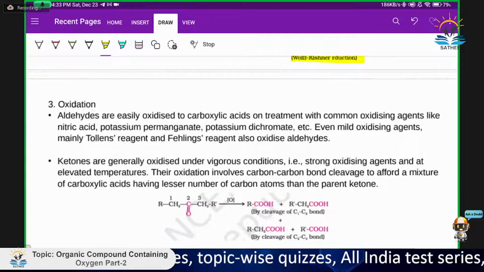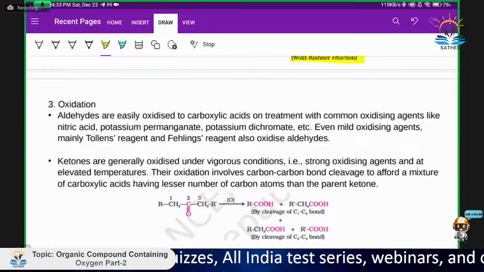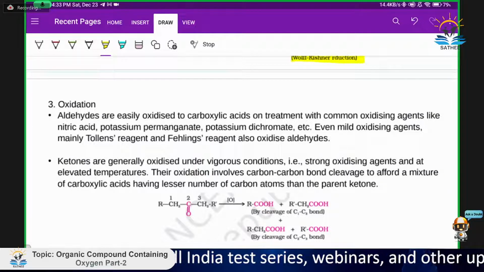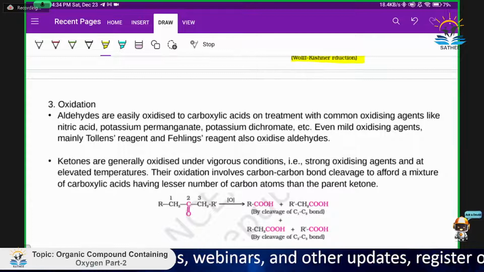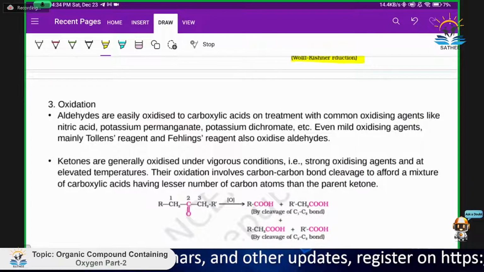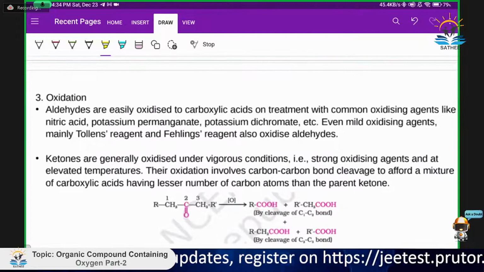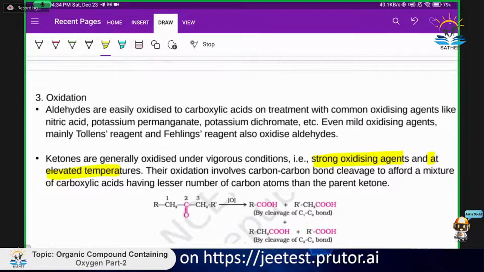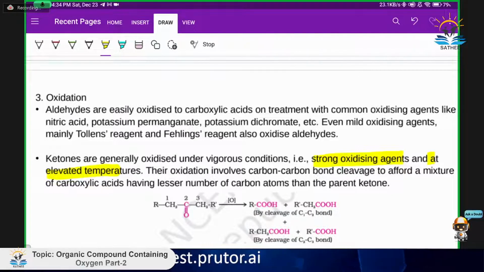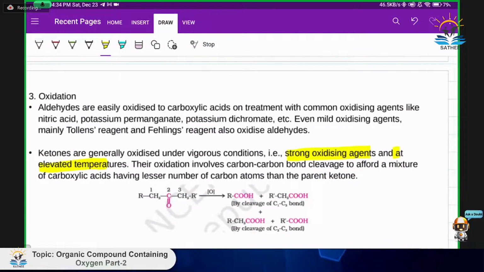Third, oxidation. Aldehydes are easily oxidized to carboxylic acids on treatment with common oxidizing agents like nitric acid. So if you use strong oxidizing agents like nitric acid, KMnO4, K2Cr2O7 and so on, they will directly oxidize the aldehydes to carboxylic acid. Ketones are generally oxidized under vigorous conditions. That is, we need strong oxidizing agents and elevated temperatures. Their oxidation involves carbon-carbon bond cleavage. So here also we will get carboxylic acids, but the chain length will be less than the parent ketone.